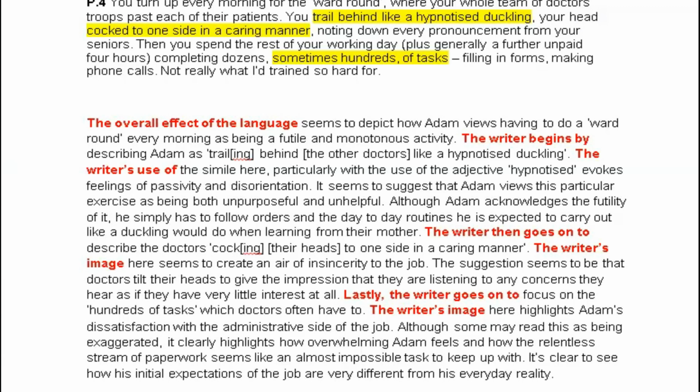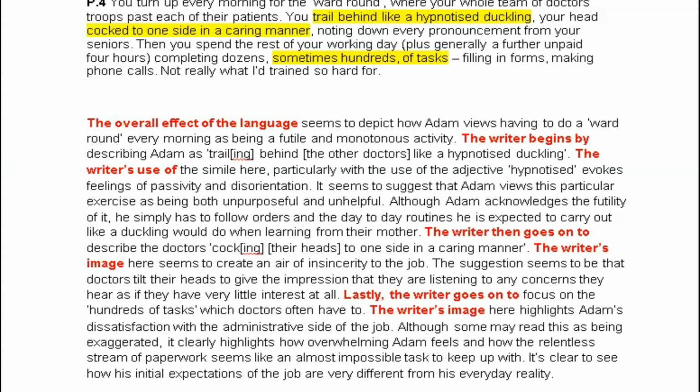The writer then goes on to describe the doctors cocking their heads to one side in a caring manner. The writer's image here seems to create an air of insincerity to the job. The suggestion seems to be that the doctors tilt their heads to give the impression that they are listening to any concerns that they hear, although it's clear they have very little interest at all.